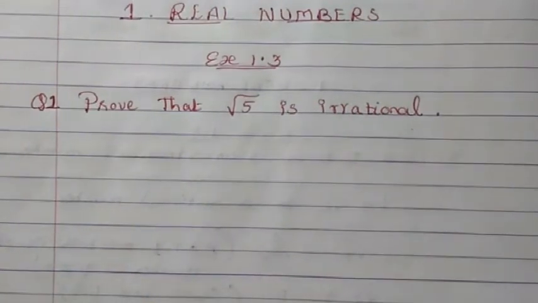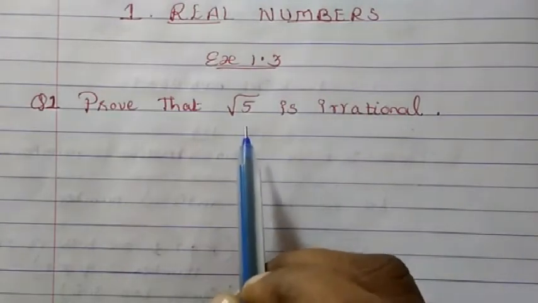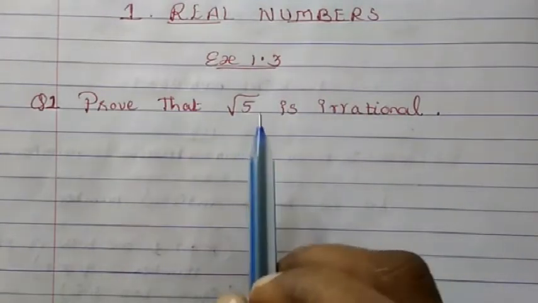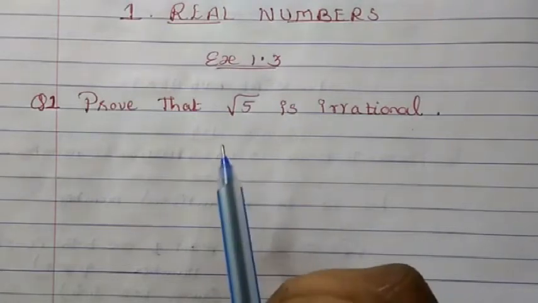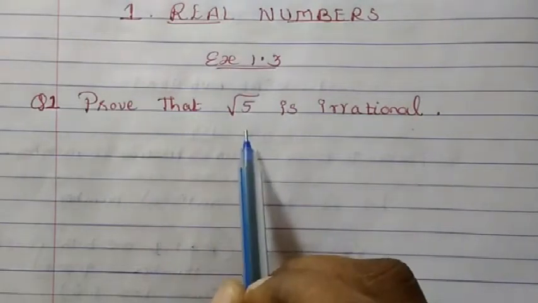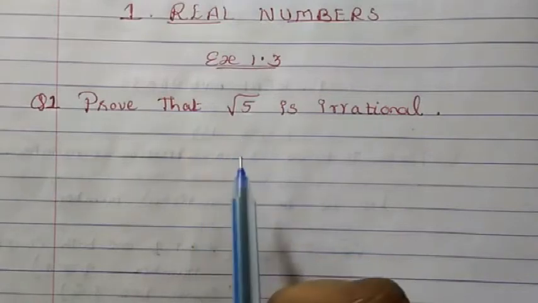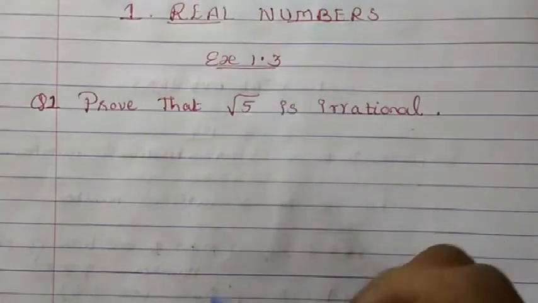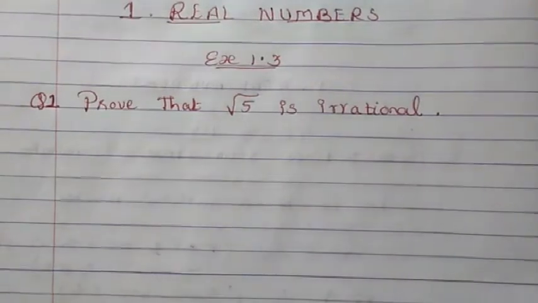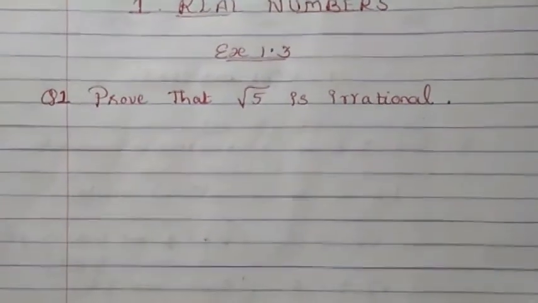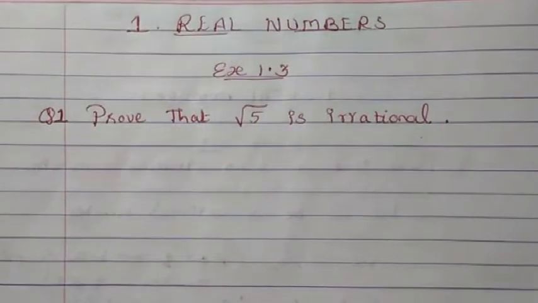It's exactly the theorem 1.4, if you have understood. It's exactly the same. The steps are the same. Only in the place of root 2, we put here root 5. That's the only difference you have. Otherwise, all the steps are the same as theorem 1.4. And it is very, very important because this type of question is always asked.